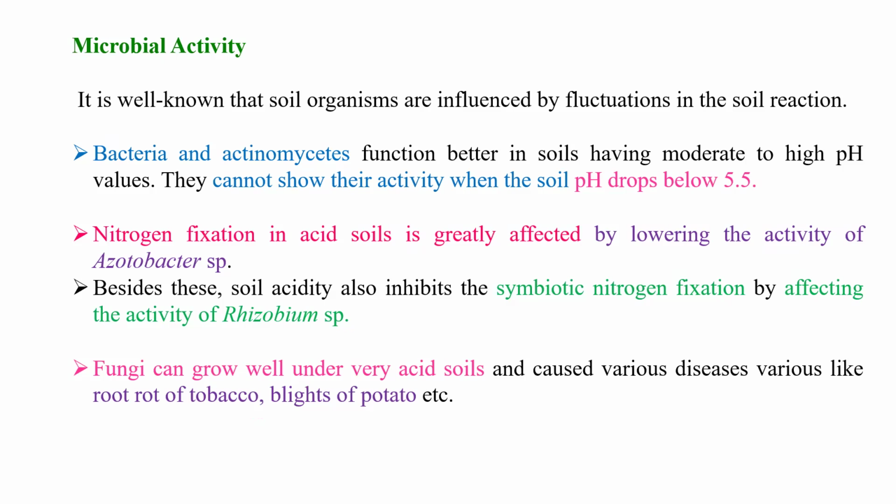Nitrogen fixation activity in acid soils is greatly affected, as is the activity of Azotobacter species. Symbiotic nitrogen fixation is also affected, as the responsible bacteria, the Rhizobium bacteria, become inactive at lower pH. Fungi grow very well in very acidic conditions, causing various diseases like root rot of tobacco and blight of potato.